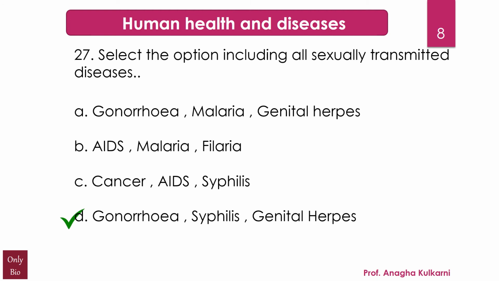Genital herpes is certainly a sexually transmitted disease that causes herpetic sores, which are painful blisters, fluid-filled bumps that can break open and ooze the fluid. It is caused by virus HSV1, which causes cold sores, and HSV2, which causes genital herpes.